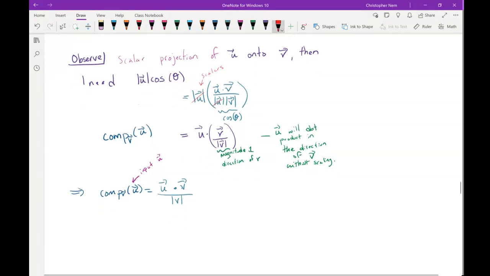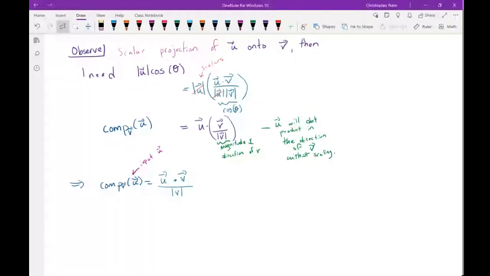Then I have the vector u dotted with the vector v divided by the magnitude of v. This is very important. The idea is that I want to put u in the direction of v, so I'm going to dot it with v. That'll put me in the same direction as v.